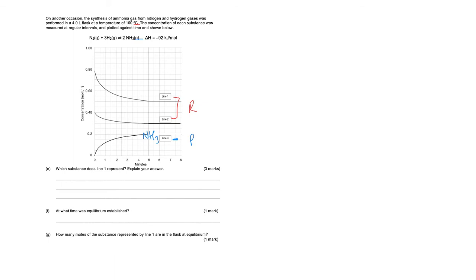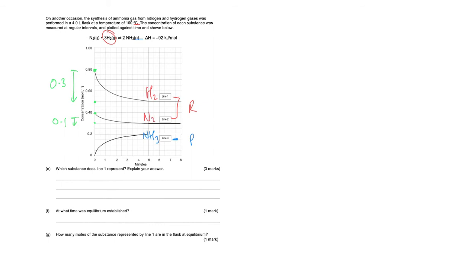Then we look at line 1 and 2, which one's the N2, which one's the H2. Other information shown on a concentration time graph is the stoichiometry change of the two things. So this one changed from 0.8 to 0.5, which is a change of 0.3. This one changed from 0.4 to 0.3, which is a 0.1 change. So the change in line 2 was only a 1 compared to a 3, or 3 times as much for line 1 compared to line 2. So which one has a 3 coefficient? It's the H2. So the H2 is there, and this must be the N2.